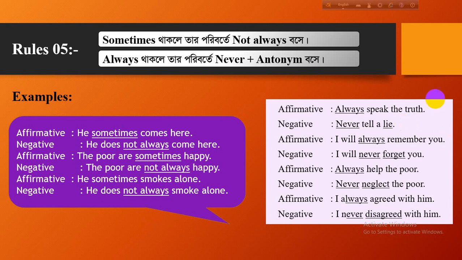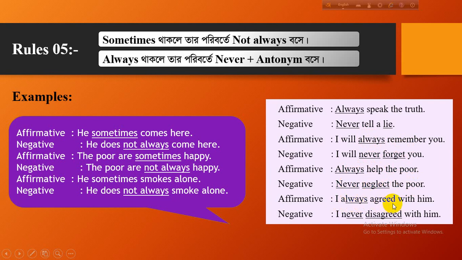So come to another example. I always remember you. So the answer will be I will never forget you. So instead of always we use never, instead of remember we use forget. That means antonym. Always help the poor. So the answer will be never neglect the poor. So that means never plus antonym.